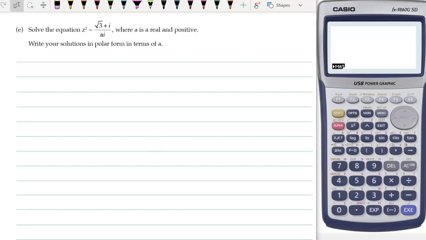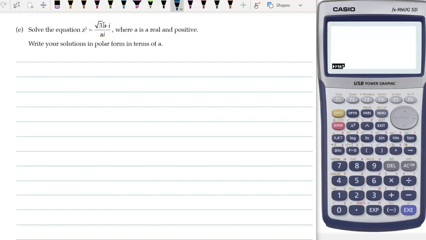All right, for this excellence question, we need to solve this squared equation. So we want to find the square root of this. Now that is most easily done in polar form using de Moivre's theorem. So the first thing we need to do is try and translate that into polar form.